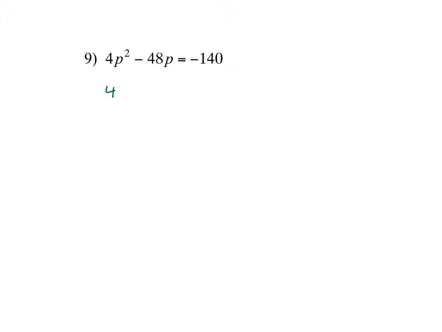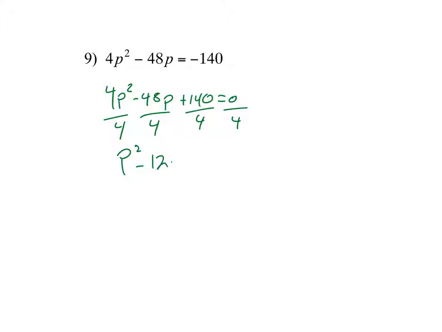Now again, I'm going to move that, minus 48p plus 140 equals 0. Now, my first step is I'm going to check if I have a common factor. So here my common factor is 4, so that means that I can divide everything by 4. So p squared minus 12p plus 35 equals 0. Now we're going to factor this, right?